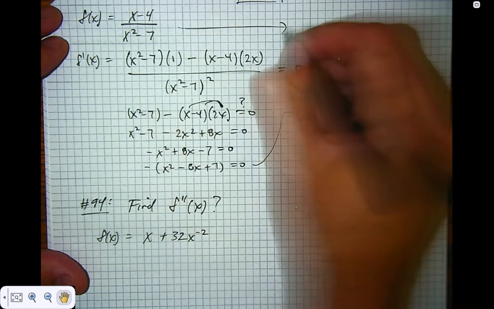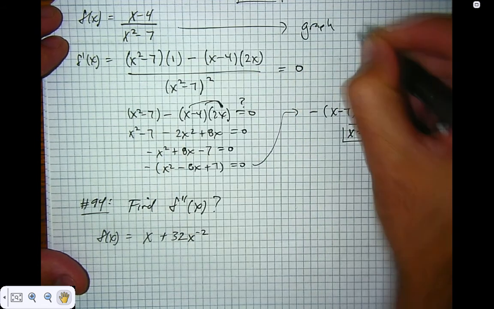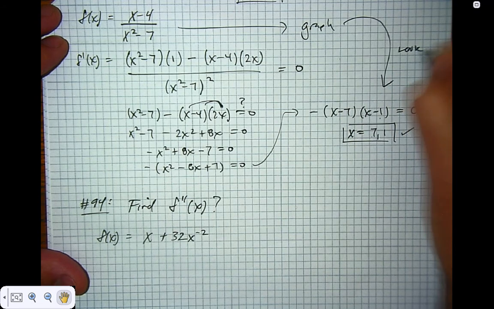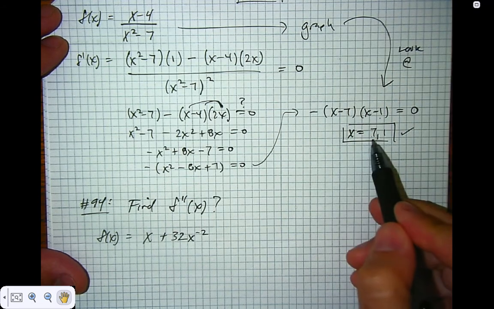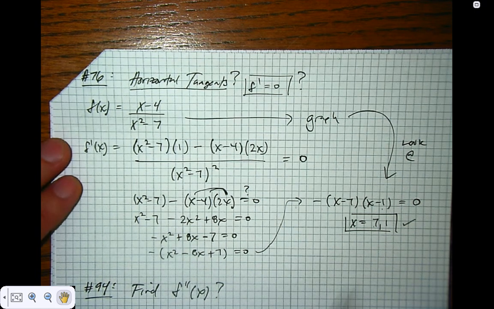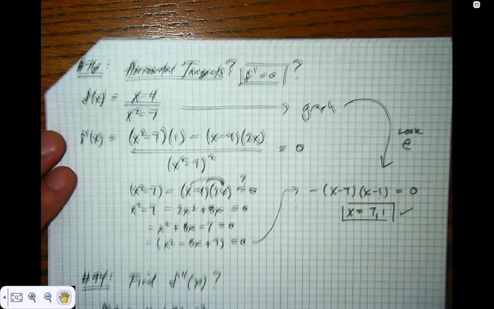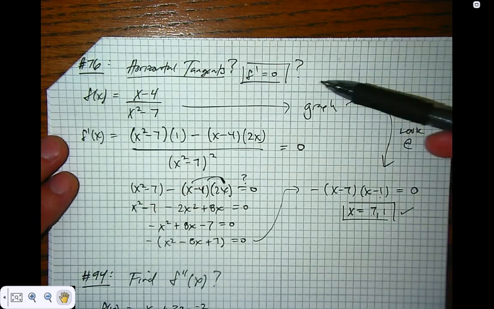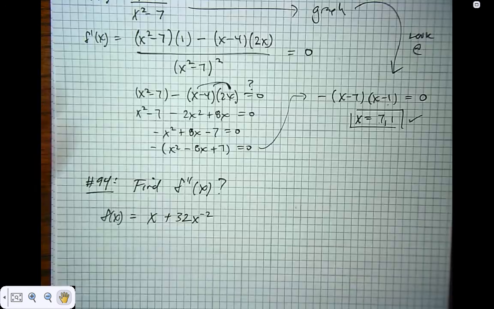Don't forget, right, graph. And then look, right? Look at when x is 7 and 1. Do you have horizontal tangents, which is the question. That's a really important part, you guys. I know it's not something that students necessarily like to do all the time, but if you want to just make sure that you're getting an answer that makes sense to the question, it's a really good process.